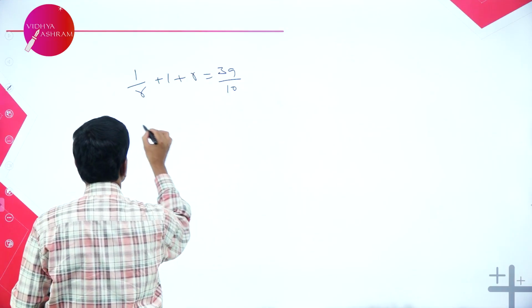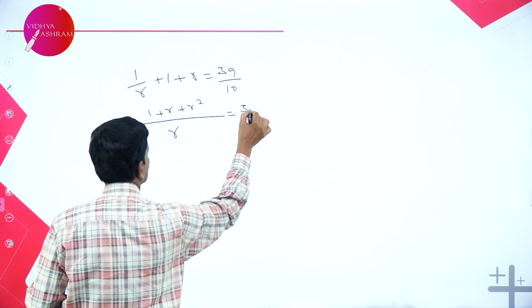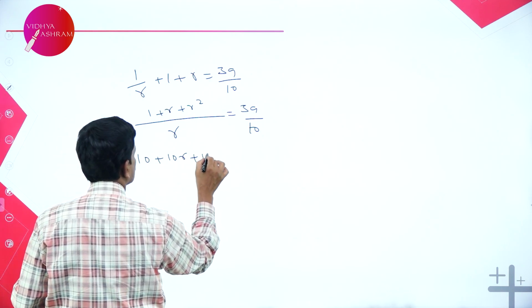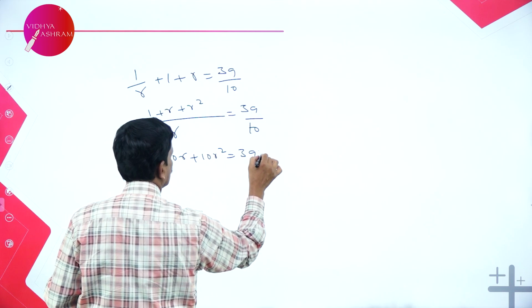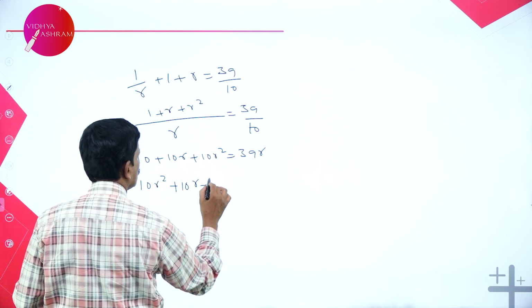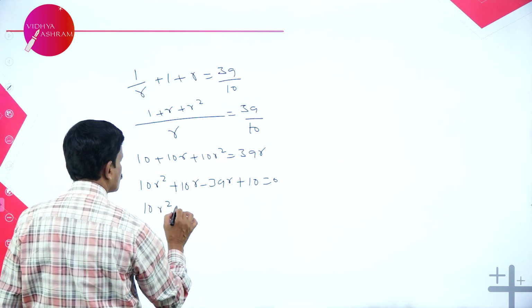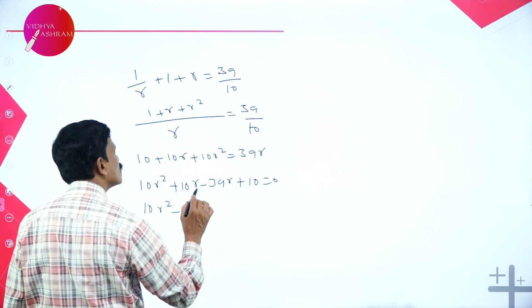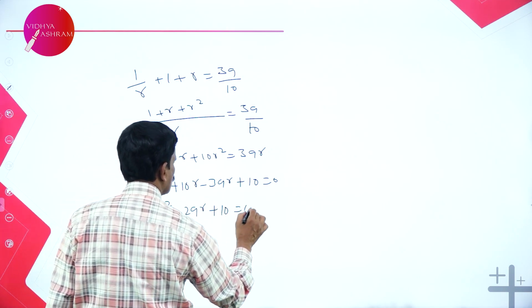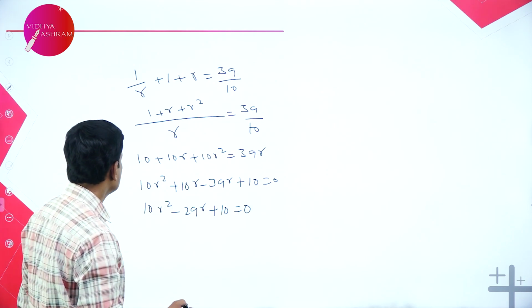Now, just take LCM, here R is the LCM, 1 plus R square over R is equal to 39 by 10. Cross multiply, 10 plus 10R square is equal to 39R. Hmm, more precisely, 10 plus 10R plus 10R square is equal to 39R as written. So, put it in order, 10R square plus 10R minus 39R plus 10 is equal to 0. This is 10R square. 10 minus 39 is minus 29R plus 10 is equal to 0. Now, this is a quadratic equation. Factorize this, you will get the answer.